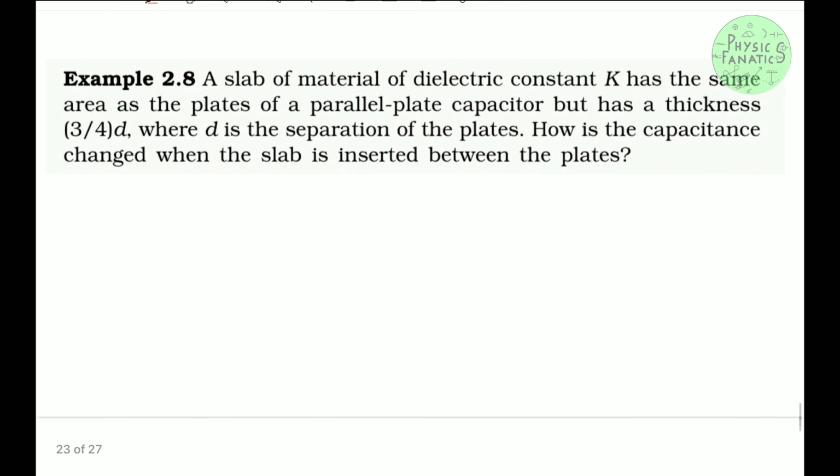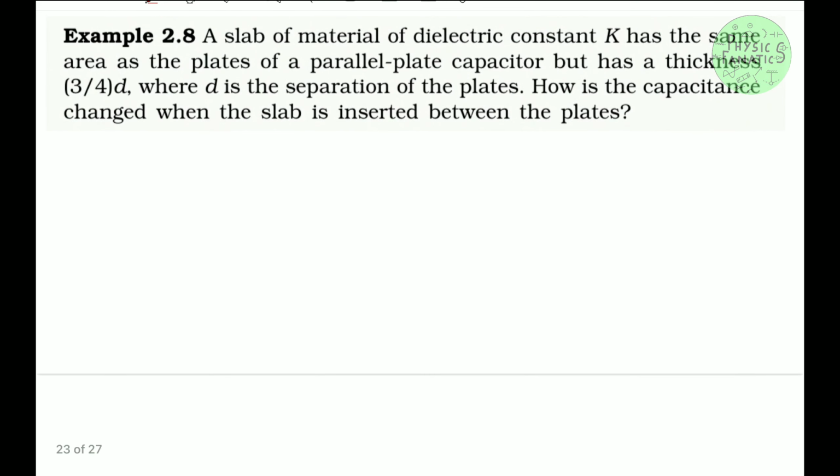So if that is understandable, let's do a question so that we can understand much better what we are actually studying as a theory. The question is an NCERT example. A slab of material of dielectric constant K has the same area as the plates of the parallel capacitor, but has a thickness of 3/4 times d, where d is the separation between the plates. How is the capacitance changed when the slab is inserted between the plates?